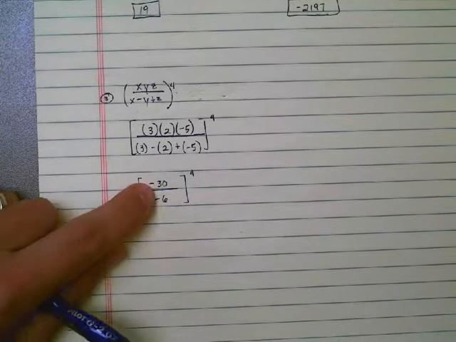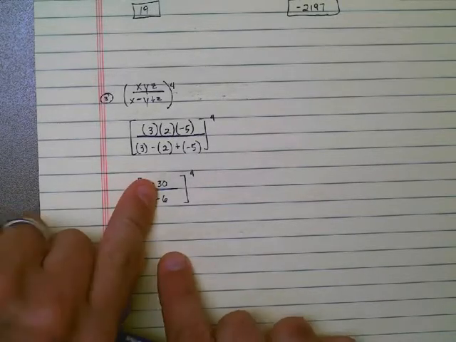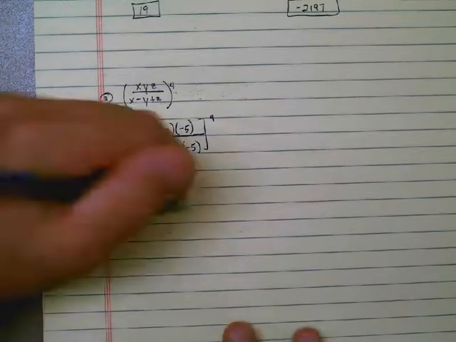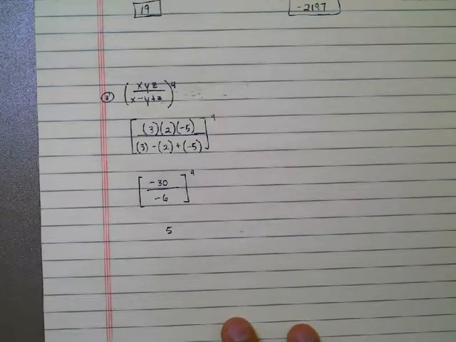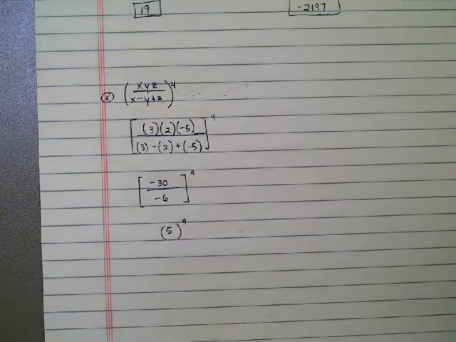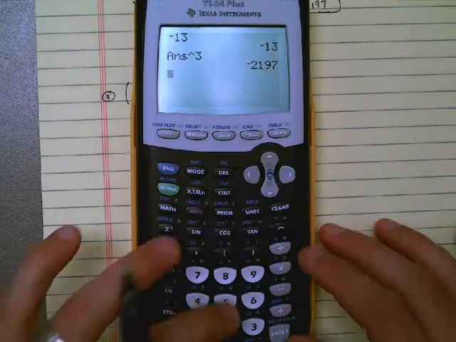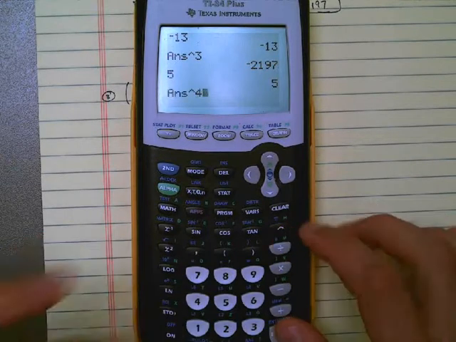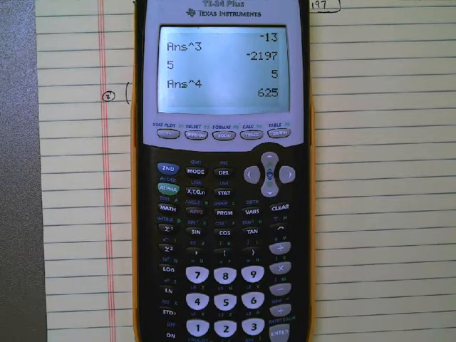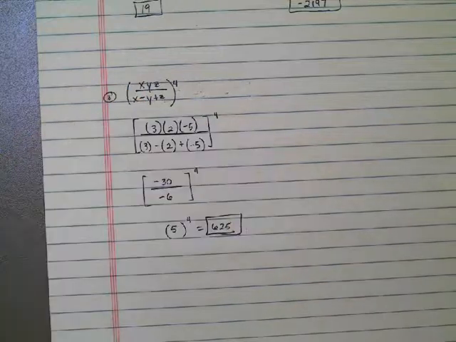Now, I know that if I have negative divided by negative, those negatives are going to cancel out. So I really have 30 divided by 6. If I'm a good mathematician, I know that that is 5. So I'm going to take that 5 now and raise it to the 4th power. Now I can do that in my head. It's not that bad, actually, but I have the number 5. I'm going to raise it to the 4th power. Turns out to be 625. If you understand this, then you're ready for the homework.